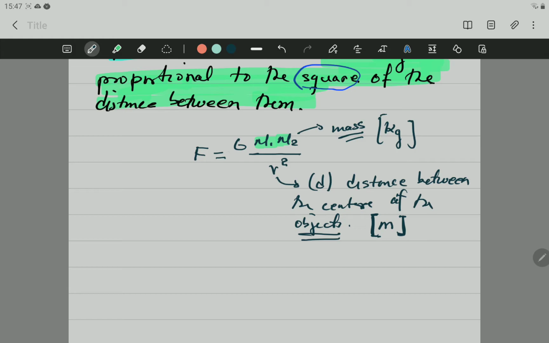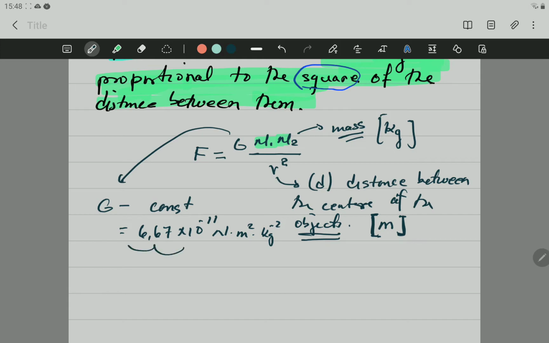And G, capital G, stands for the gravitational constant. This is the constant, and that constant is equal to 6.67 times 10 to the minus 11 newton meter squared per kilogram squared. Okay, but the unit is not that important. However, you must know the unit. This is G and it is a constant.